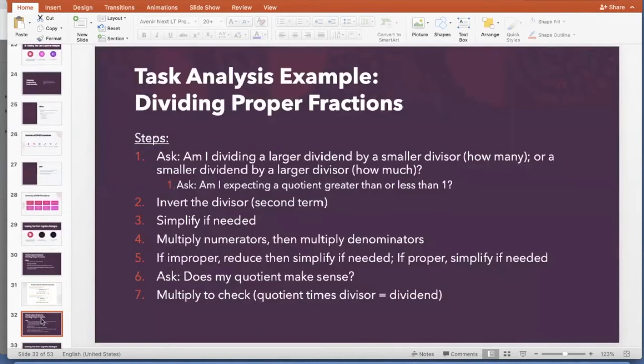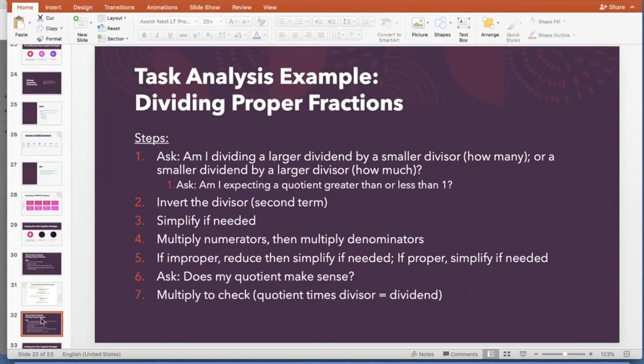So after thinking about the procedural steps and the concept that I really want students to understand, I revised my task analysis to include some steps that are going to get students thinking about those concepts, as well as the basic procedural steps. So now I'm having students start by asking, am I dividing a larger dividend by a smaller divisor? That's a how many question. Or am I dividing a smaller dividend by a larger divisor? That's a how much question. And then to ask, am I expecting a quotient that's greater or less than 1?